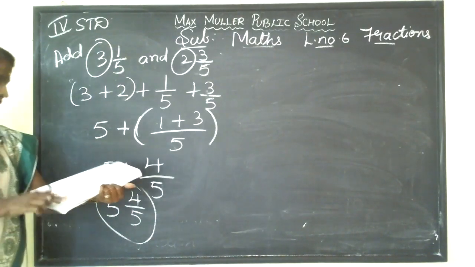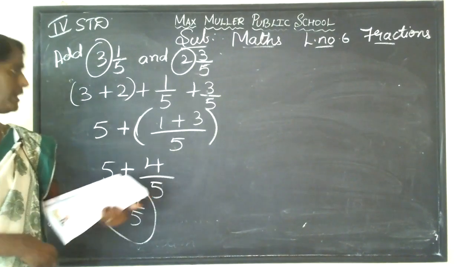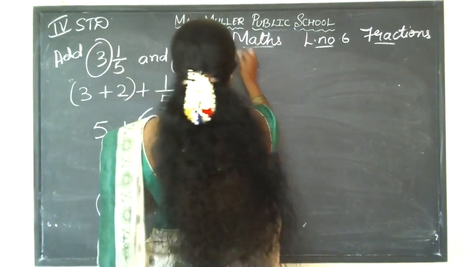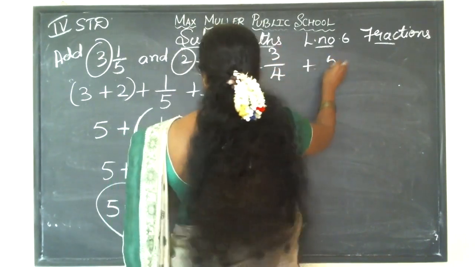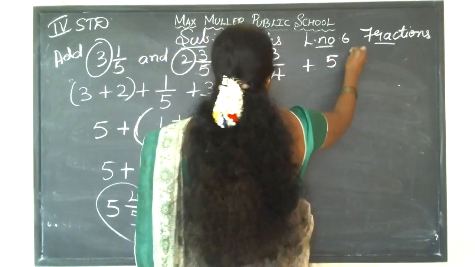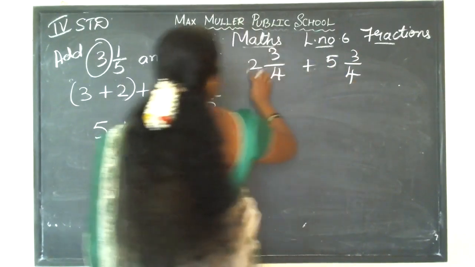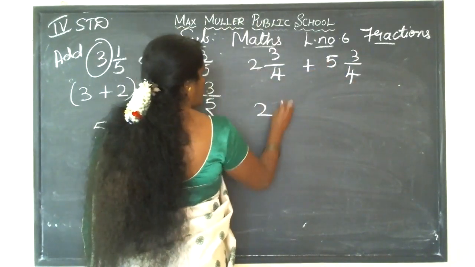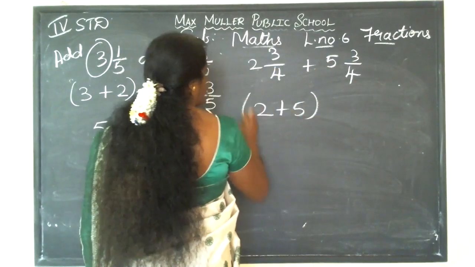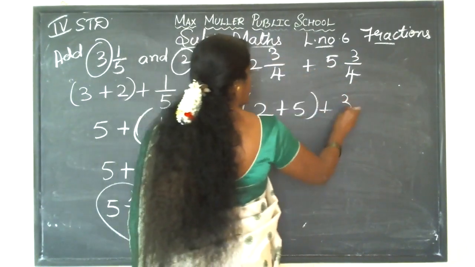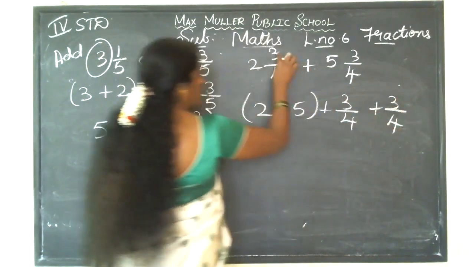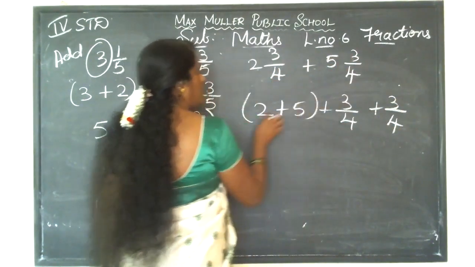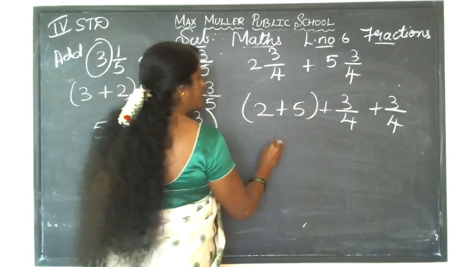So example 2, sums like this. See here, 2, 3 by 4 plus 5, 3 by 4. How should you do? The whole numbers you should copy, 2 plus 5, and 3 by 4 plus 3 by 4. Here, 3 by 4 is the same, 3 by 4. So 2 plus 5, how much?